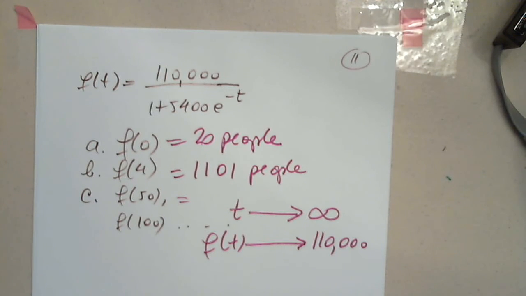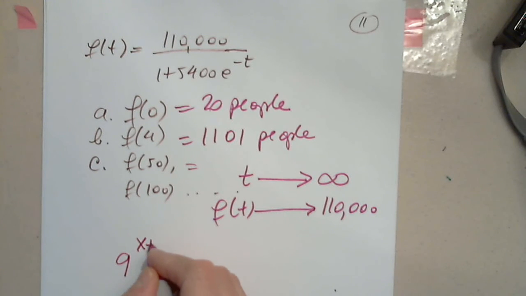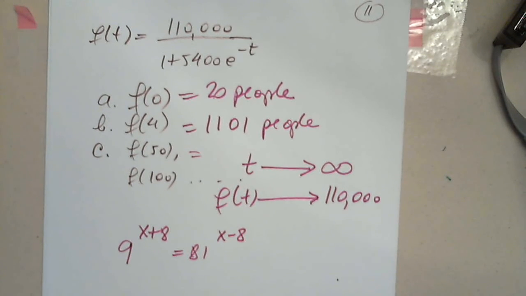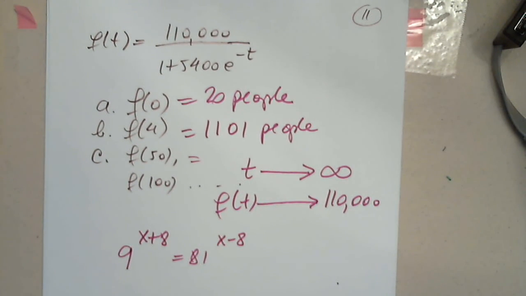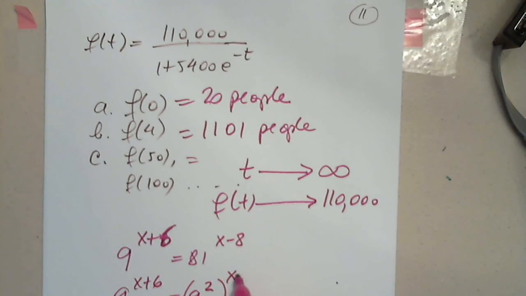Okay, so I think we solved this last time. Let's do it again: 9 raised to x plus 8 equals 81 raised to x minus 8. Is it x plus 8 or x plus 6? It looks like x plus 6. Yes, you're right. As I said, we did this last time and I copied the same thing. So 9 raised to x plus 6 equals 9 squared raised to x minus 8.